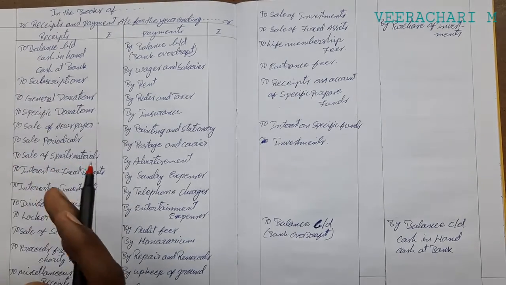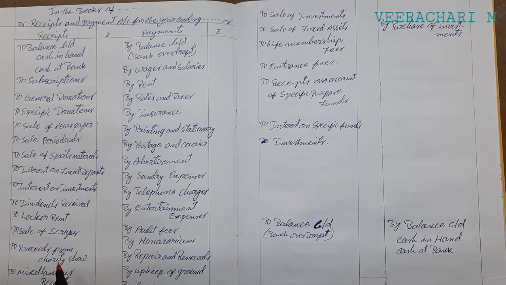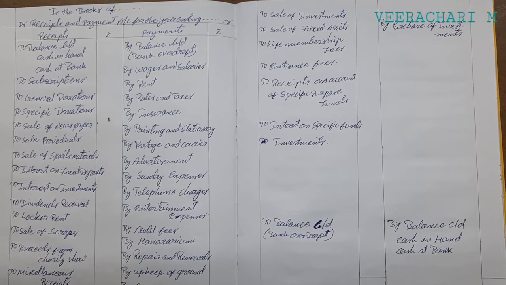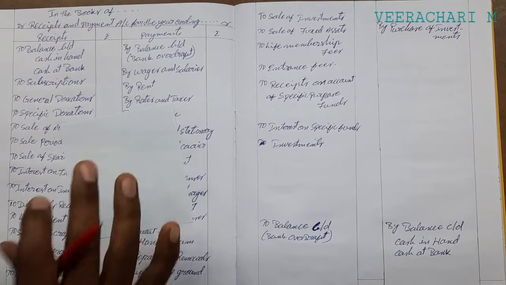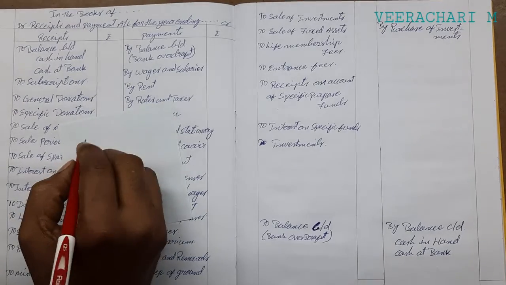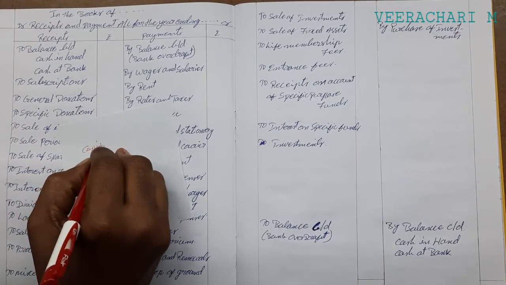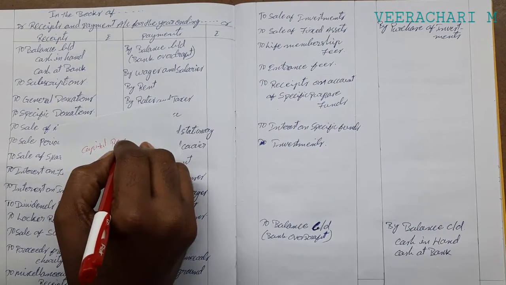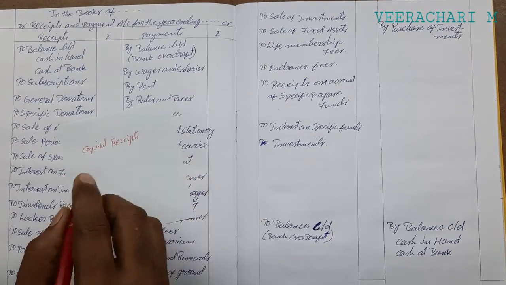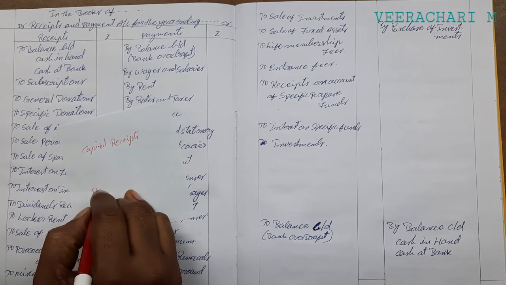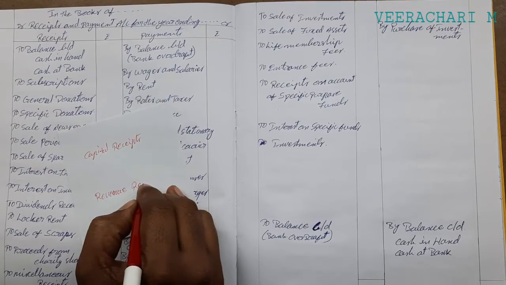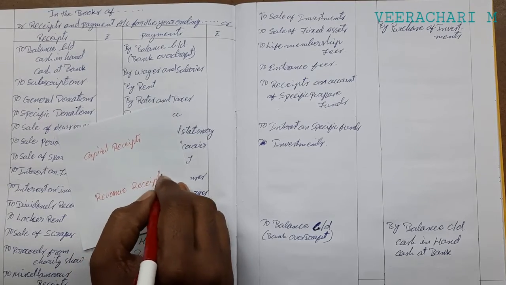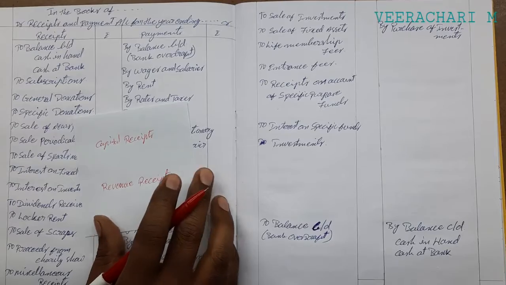Whatever incomes are received, or capital received, may be of a recurring or non-recurring nature. As per the receipts and payment account, the receipts may be capital receipts or revenue receipts.